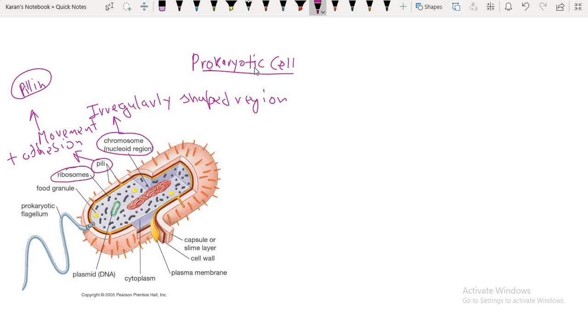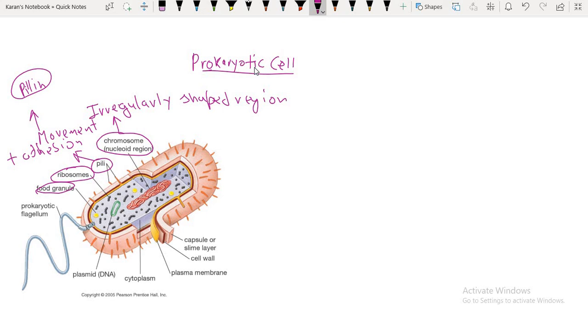Then you can see ribosomes. Ribosomes, we all know, we have already done ribosomes. They help in protein synthesis. Then there is a food granule. You can see it is basically a storage granule which stores the food, right? Nutrients and reserves food in the form of glycogen, maybe lipids, right?